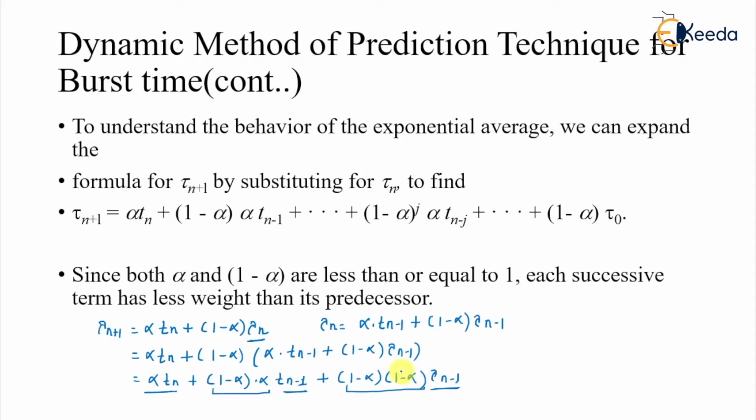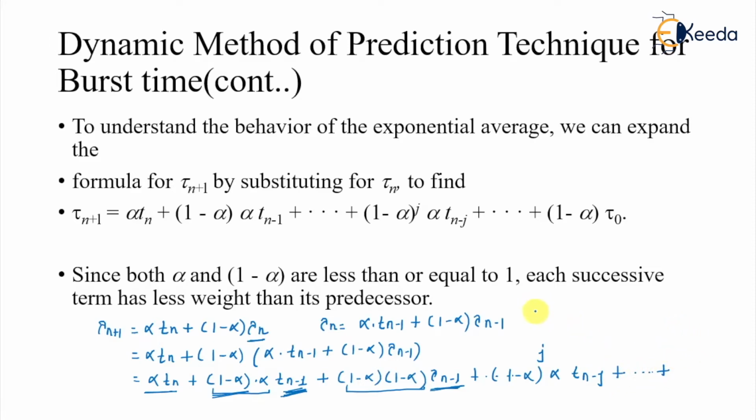Now if I keep on substituting here, this substitution will go on, okay, and for the jth value I can say t of n minus j, and here I write 1 minus alpha. So here you see 1 minus alpha to the power 1, and if you go on expanding this, then 1 minus alpha to the power 2, similarly here 1 minus alpha to the power j, and this will become alpha, and so on.